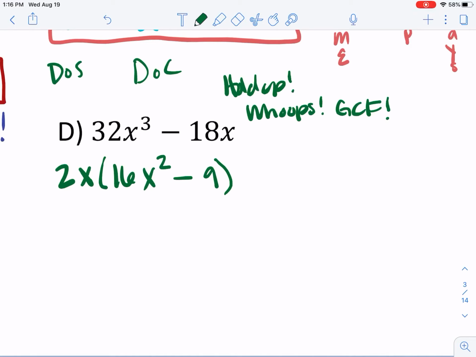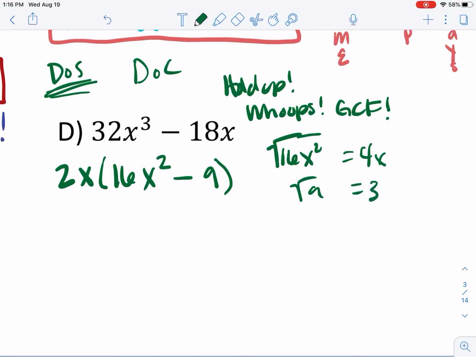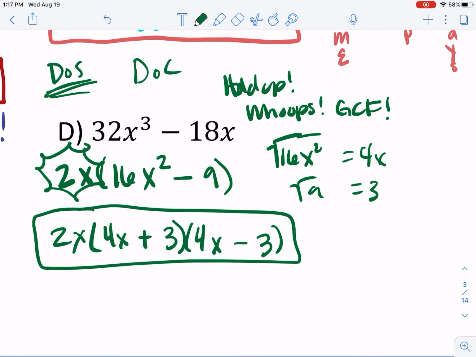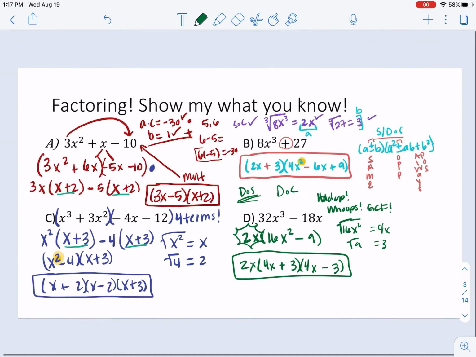Now when I look at it, I'm like, oh, it's a difference of squares. I know that because the square root of 16x squared is 4x. The square root of 9 is 3. So using that pattern we already saw, I'm going to write 4x and 3 in a parentheses twice. One of them gets the plus sign, one of them gets the minus sign, and then also don't forget about this 2x we had here. He comes on down. And that is my final answer.